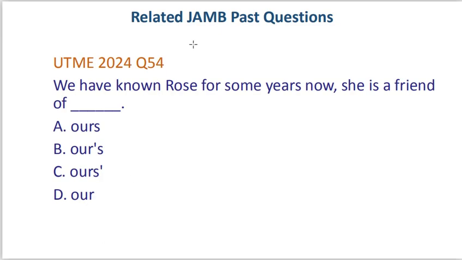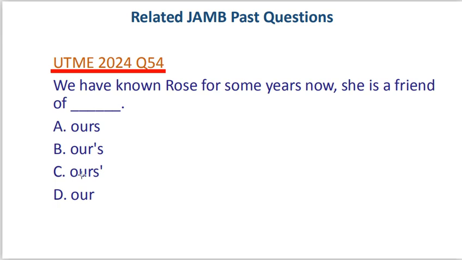The first one here is UTME 2024, question 54. We have known Rose for some years now. She is a friend of Dash. A, ours without apostrophe. B, ours, O-U-R apostrophe S. C, ours, O-U-R-S apostrophe. D, our.